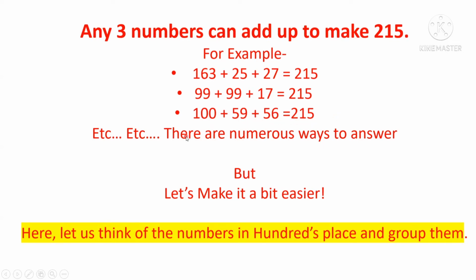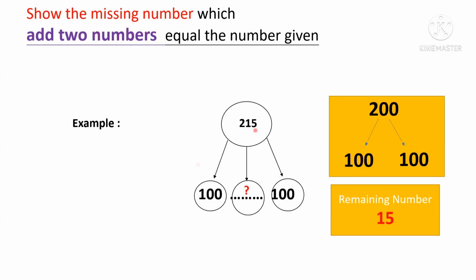Well, there are numerous ways, but our objective is to make it a bit easier. We want things easy. So here, let us think of the numbers in hundreds place and group them in hundreds. Let's see if it gets easier. Okay, here, 215. I take 200 out of here. Okay, here, 200 means we have 2 units of hundreds. Now, when we distribute it, then we have 100 here, 100 here. The remaining number is 15.